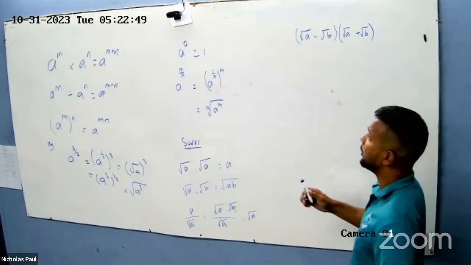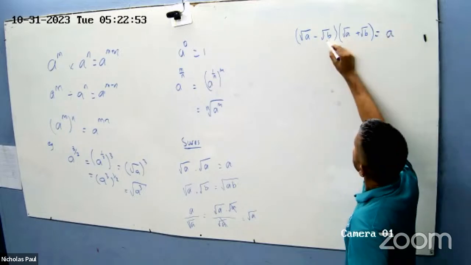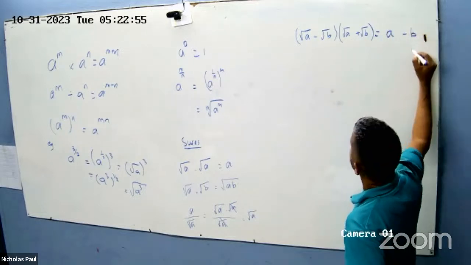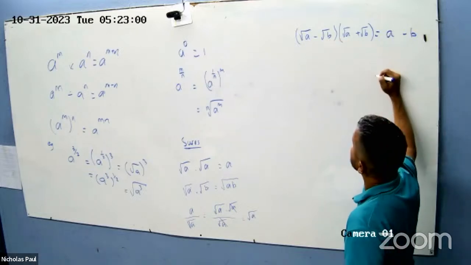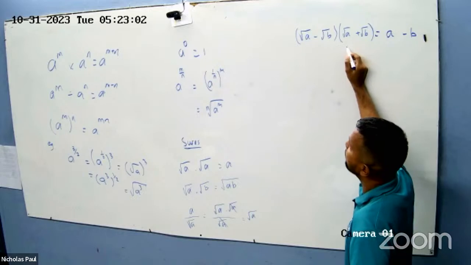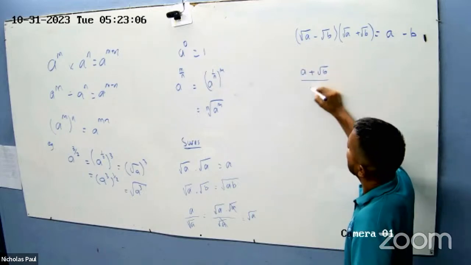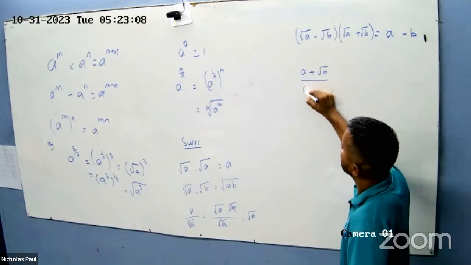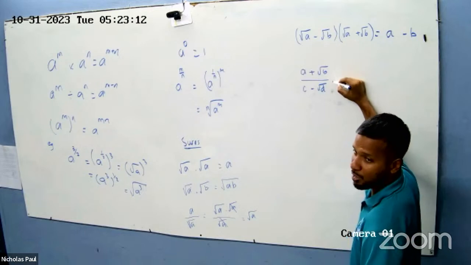Right, so what you'll get: root a by root a is a, root b by root b is b. Or you can just use difference of two squares and work it out. So this is used if you have something like a plus root b over c minus root b. How do you simplify such fractions?